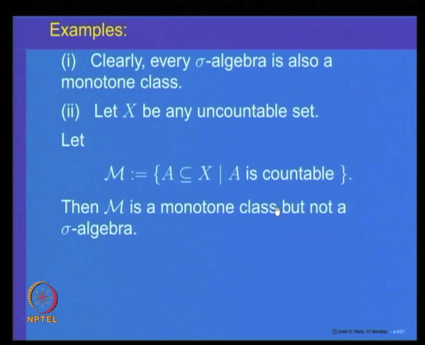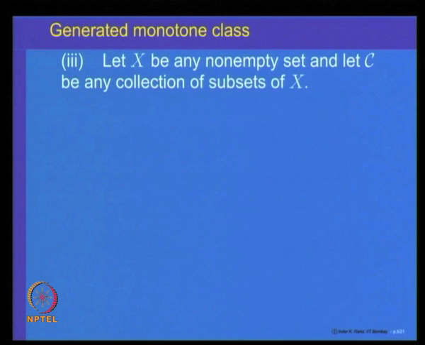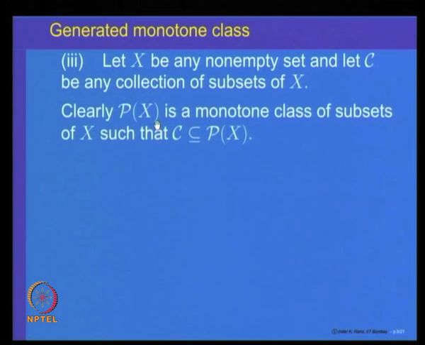Let us look at the next scenario. Let us start with a collection C of subsets of a set X. C is any collection, it may or may not be a monotone class. So, we would like to find a monotone class of subsets of X which includes C and is smallest. First of all, let us observe that the collection of all subsets of the set X is a monotone class of subsets of X, and C, because it is a subset, is a sub collection.